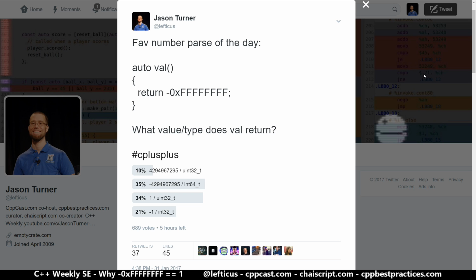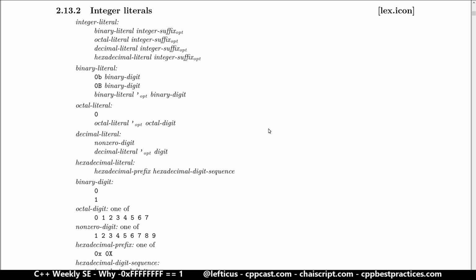So, spoiler alert, the correct answer actually is the third answer. The value is 1, and it is an unsigned 32-bit integer, and I'm going to explain why now. The first important thing to know when looking at integer literals in C or C++ is that the minus sign is not actually part of the number. And you can see that here in the grammar for our integer literals. There are prefixes for binary, hexadecimal, and decimal, and postfixes for unsigned and long, but there is no minus prefix. This is actually something that is applied to the number after it is parsed.